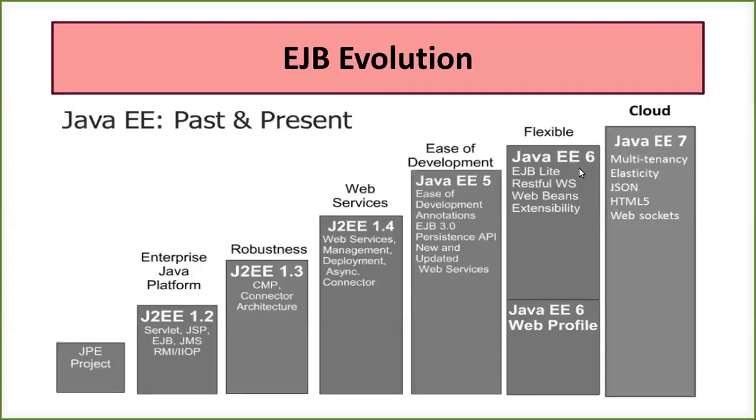Then in Java EE 6 we had EJB Lite, and we had more flexible features in the sixth version. Then we came to Java EE 7, where we had things like JSON, HTML5, and web sockets, like server socket and sockets, to deal with cloud-based applications where EJB can play a major role. Fine. So that was your EJB evolution.